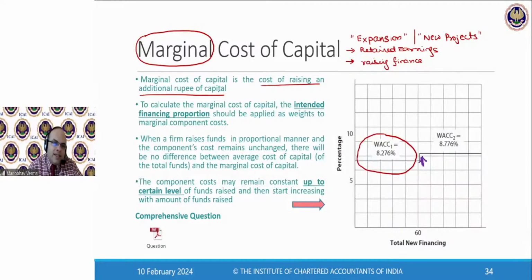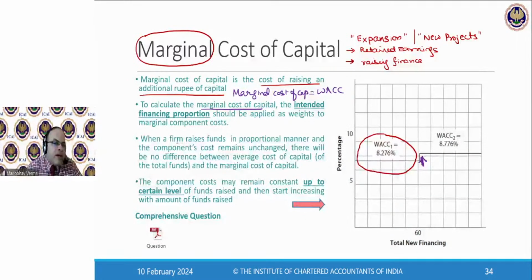So what we need to understand is, first, to calculate the marginal cost of capital, the intended financing proportion should be applied as weights to marginal components. Till the point you are not going for additional capital, can I say that the marginal cost of capital would be nothing but WACC? Can we conclude that? Till the time we are not raising additional capital, the marginal cost of capital is WACC, nothing else, because it's not changing for us.